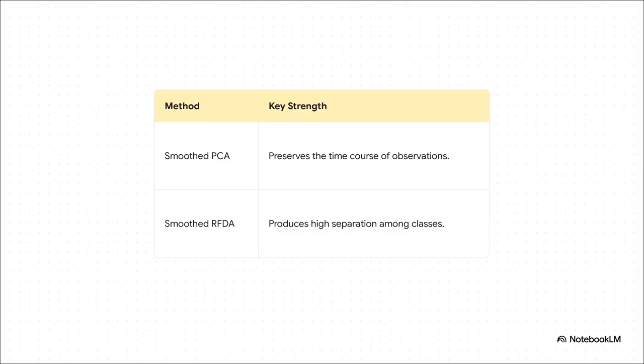And what's really cool is the paper shows there isn't just one magic bullet. The researchers developed a whole suite of tools for different jobs. Smoothed PCA, for instance, is fantastic for visualizing the process over time. But another method they developed, smoothed RFDA, is way better at clearly separating the different groups, in this case, telling those 3 yeast strains apart. So now, scientists can pick the right tool for the right question.